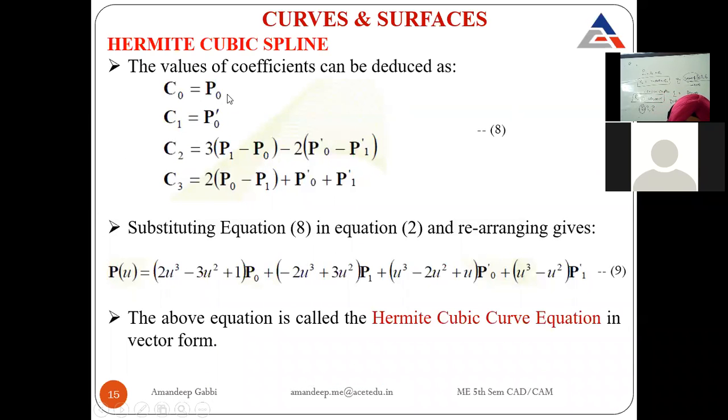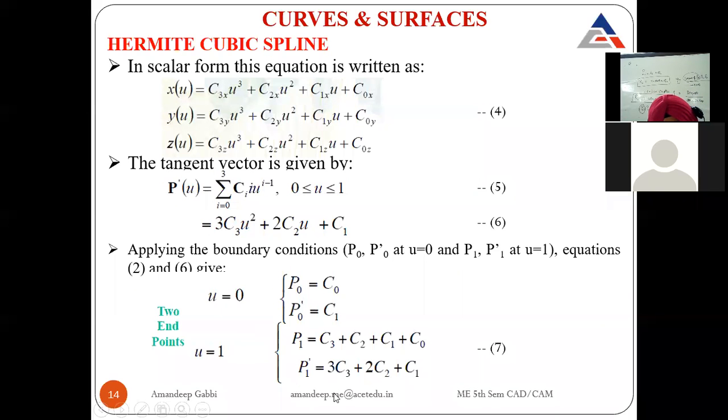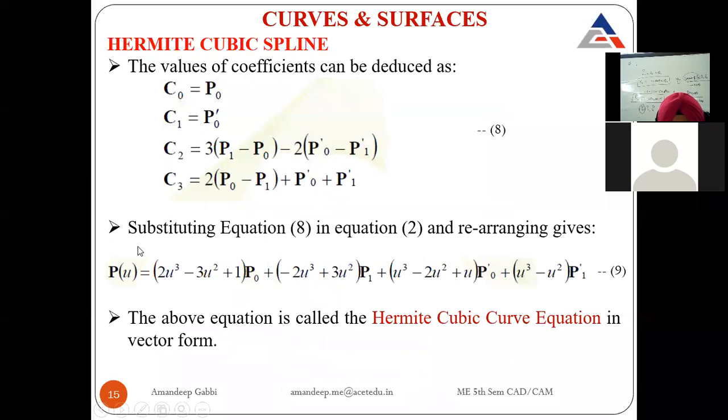So C0 is equal to P0, C1 is equal to P0 dash, and C2 is equal to 3 times (P1 minus P0) minus twice P0 dash minus P1 dash. Similarly, C3 is equal to twice (P0 minus P1) plus P0 dash plus P1 dash. These are the values of C0, C1, C2 and C3 calculated from these equations, right?